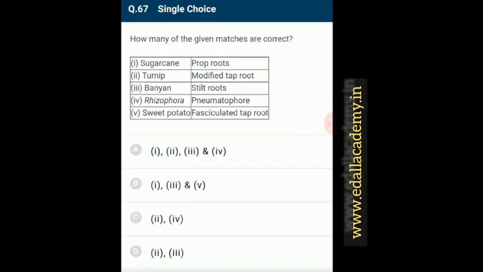Question number 67. How many of the given matches are correct? Roots in some plants change their shape and structure and become modified to perform functions other than absorption and conduction of water and minerals. So from the matches, second and fourth are correctly matched. So the correct option is option C.